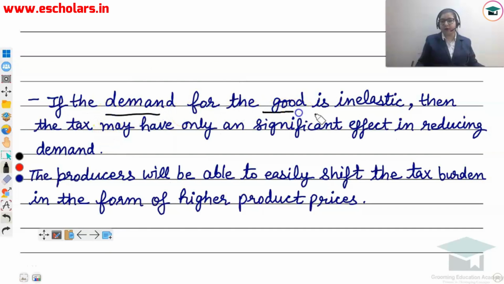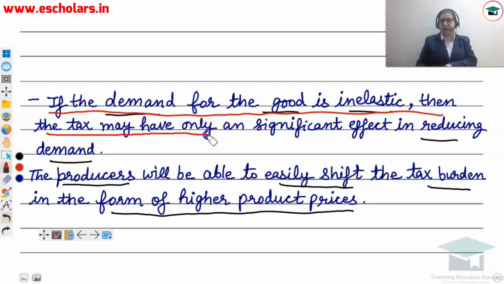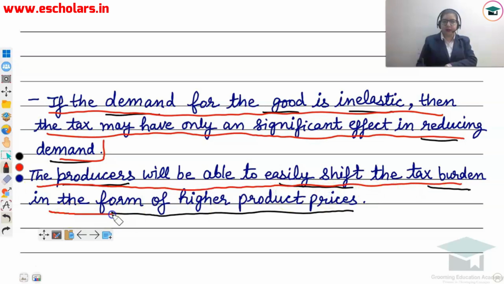Moreover, if the demand for the good is inelastic, then the producers will be able to easily shift the tax burden in the form of higher product prices on their customers, right? And as a result, the pollution tax burden which is shifted from the producers to the consumers will reduce the demand for the product. So let's recall it. If the demand for the good is inelastic, then the tax may have only an insignificant effect in reducing demand. The producers will be able to easily shift the tax burden in the form of higher product prices.